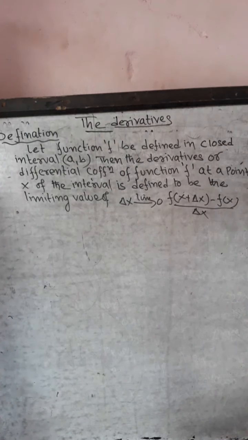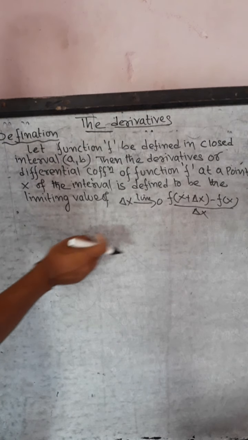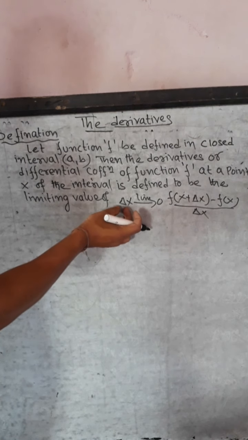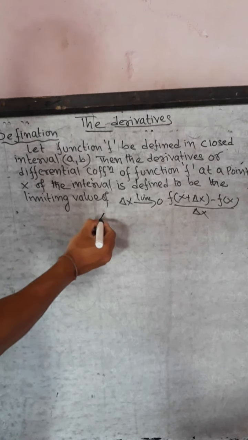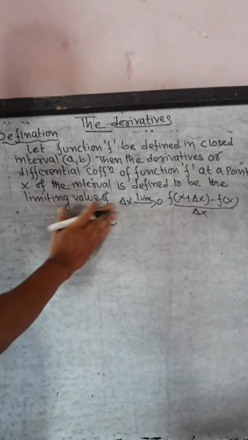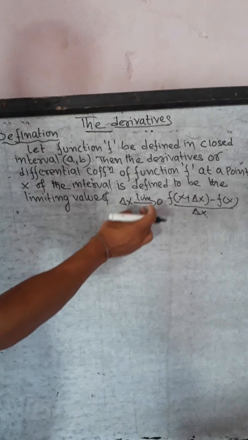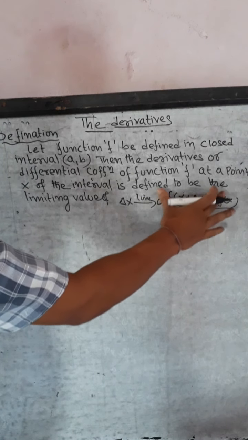According to this definition, suppose function f is defined in closed interval a comma b. Then the derivatives will be the limiting value of this limit. Del x, just like a small triangle and x, means small increment in the x. So del x tends to 0, and whatever value you get will be the derivatives of function f at a point x of the given interval.